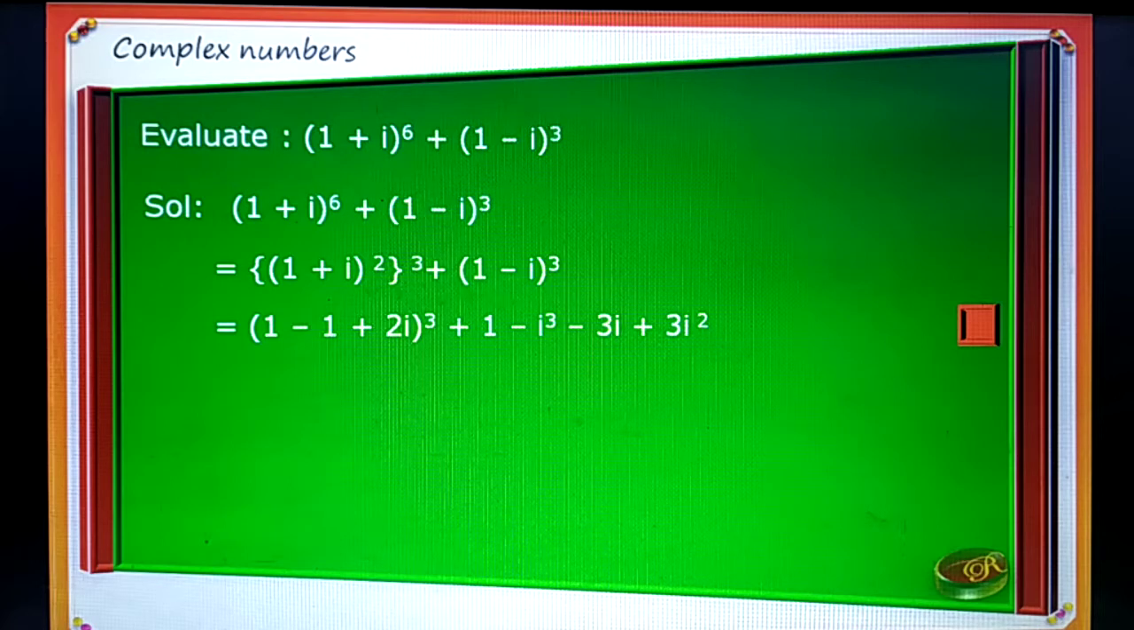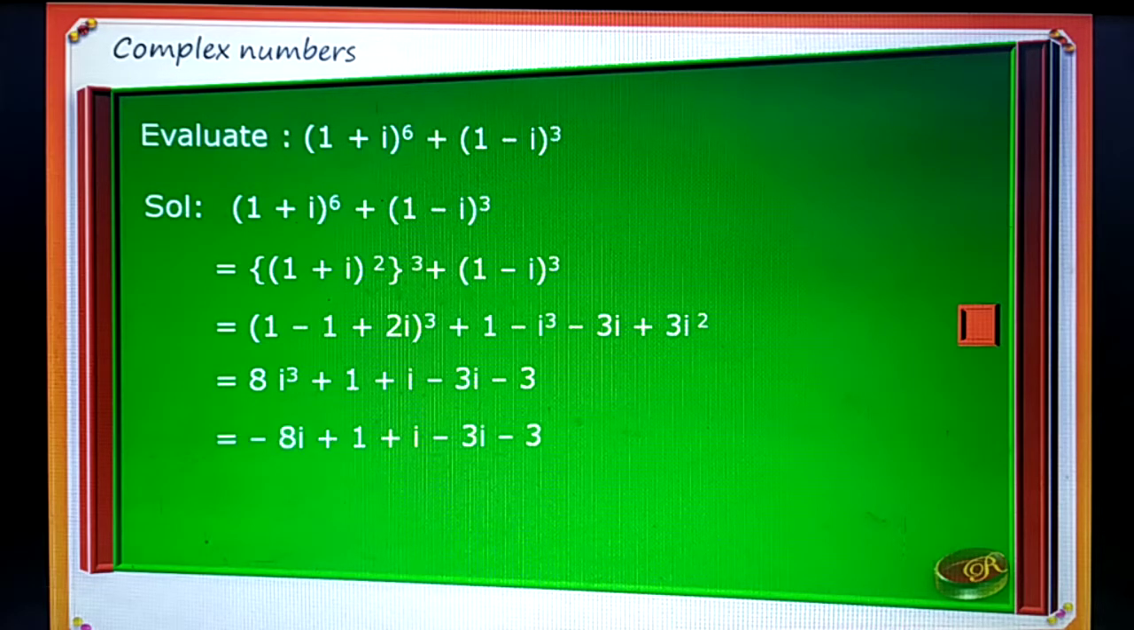using (a minus b) whole cube is equal to a cube minus b cube minus 3a square b plus 3ab square. It is equal to 8i cube plus 1 plus i minus 3i minus 3, which is equal to minus 8i plus 1 plus i minus 3i minus 3, is equal to minus 2, that is minus 3 plus 1, minus 10i, that is minus 8i, minus 3i, minus 11i, plus i, that is minus 10i.